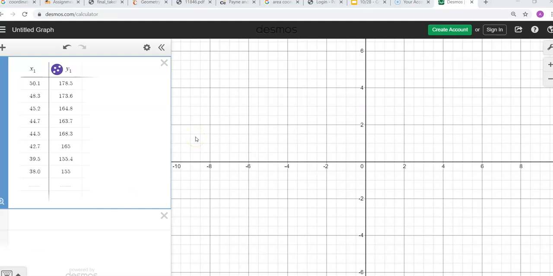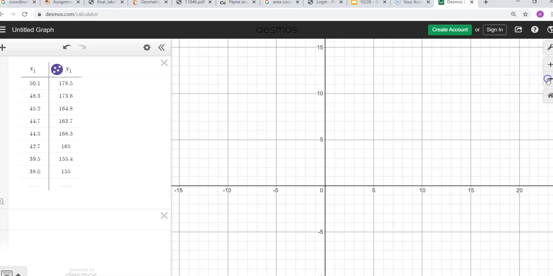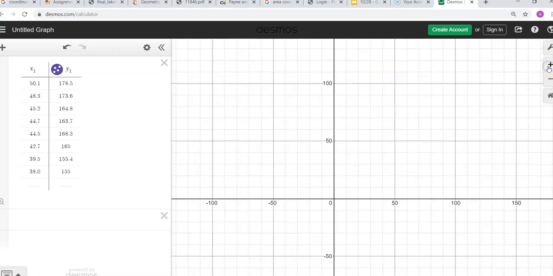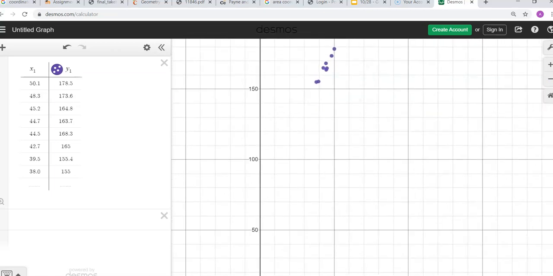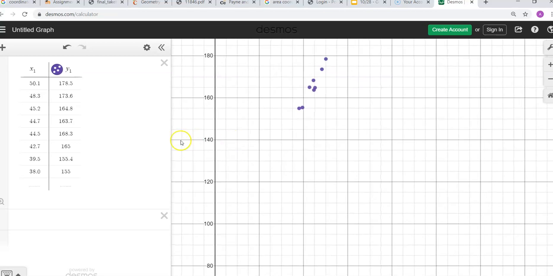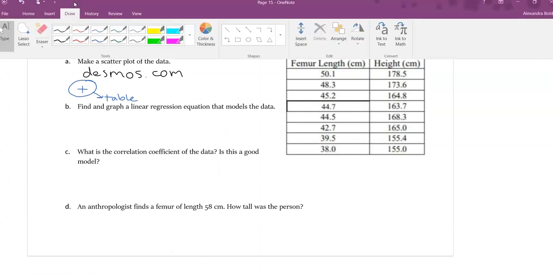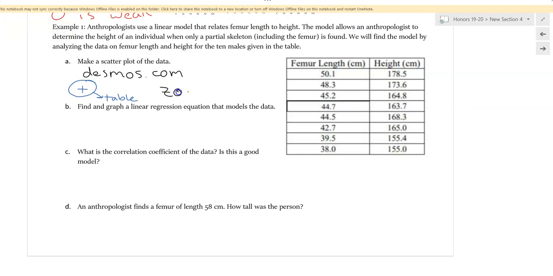Okay, so I have all of my data. And then something I'm going to do is drag it around and zoom out a little bit until I can see my data. Okay, so it's up there. Fabulous. So it looks like a good correlation, but we want to use Desmos to figure out how strong it actually is. So zoom so you can see it.